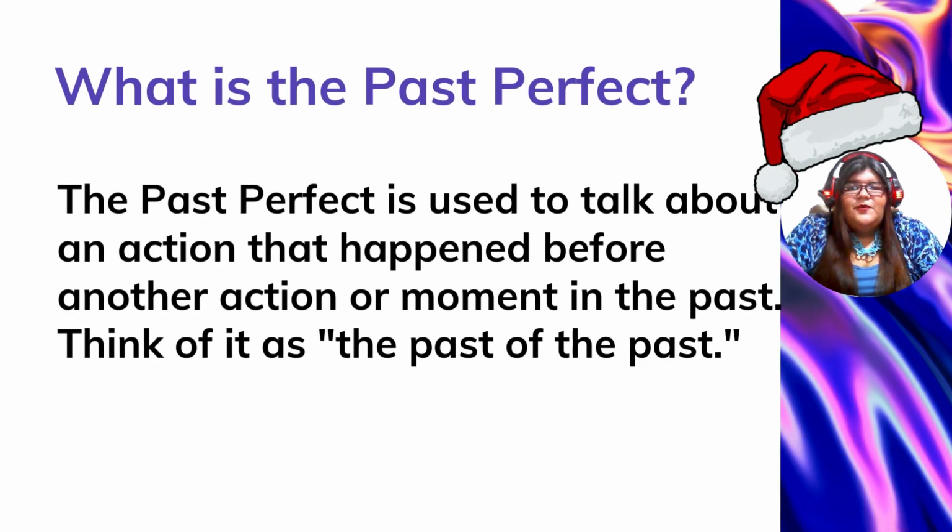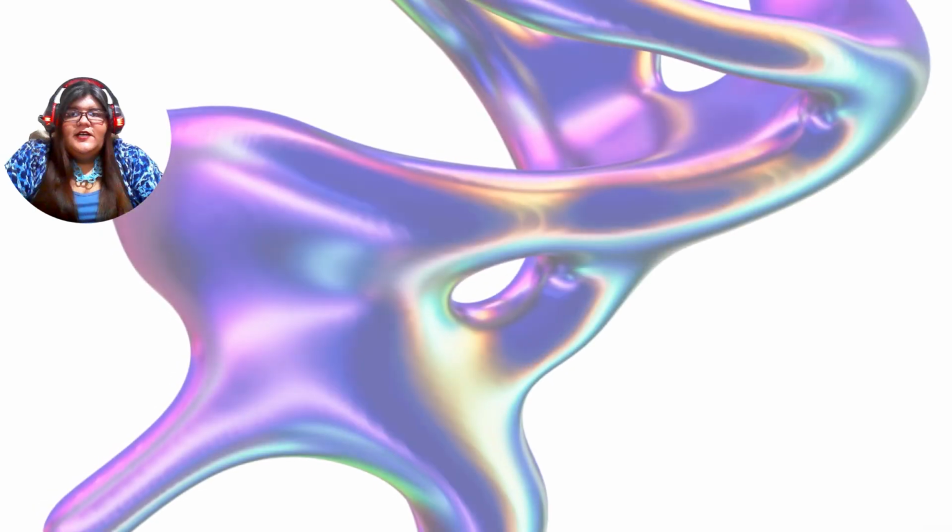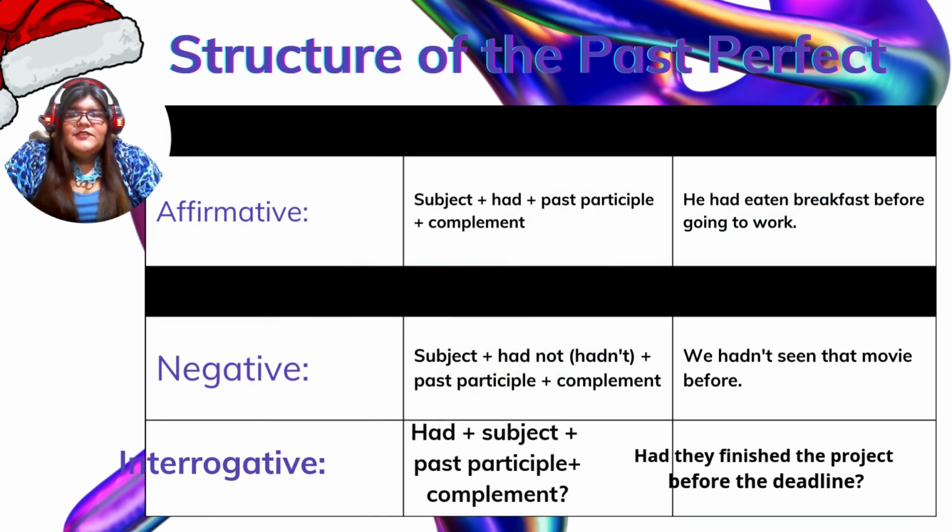So you must be wondering what is the past perfect, and the answer is simple, guys. The past perfect is used to talk about an action that happened before another action or moment in the past. Think of it as the past of the past. So now let's continue with the structure of the past perfect.